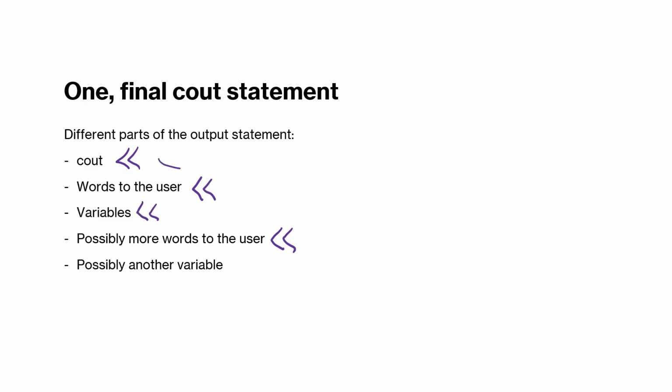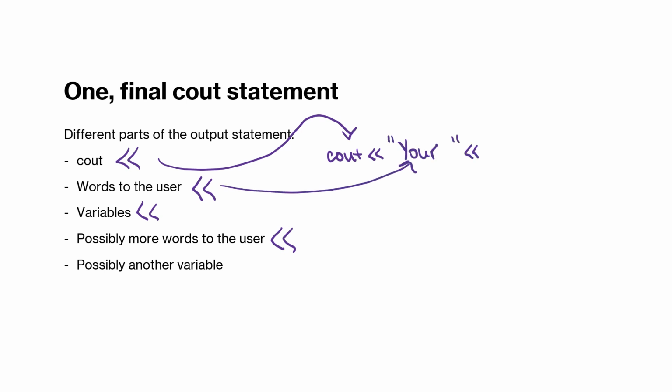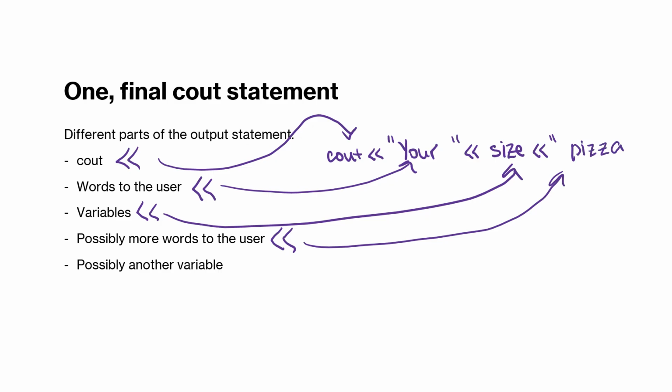So cout will happen first, and the angle brackets. Then we output our words and the angle brackets. Then we output the name of our variable and the angle brackets. And then if you have more words or if you have a whole other variable, then you just keep adding on.